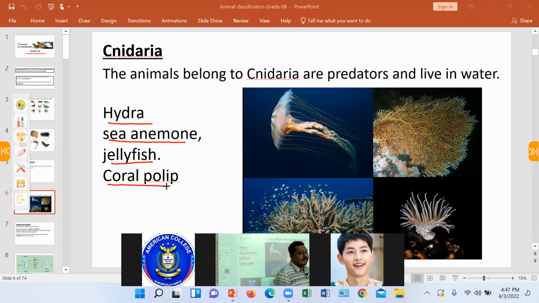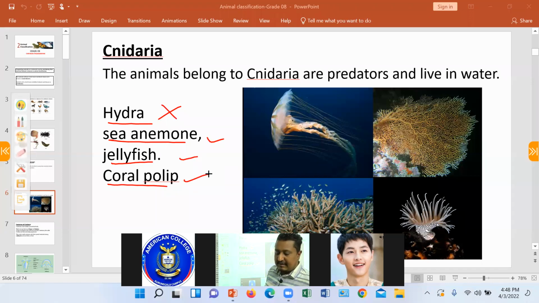They all are aquatic organisms. You know what aquatic means? Most of them live in the sea, marine water. Few species live in fresh water too. Can you name a Cnidarian species that lives in fresh water? Hydra, fresh water. All other animals live in the sea.